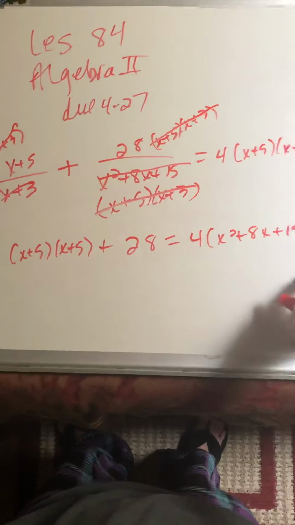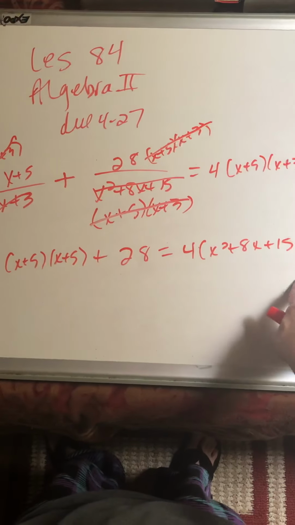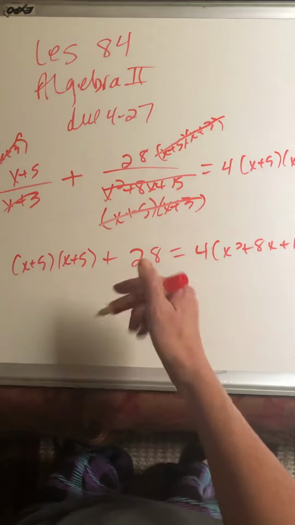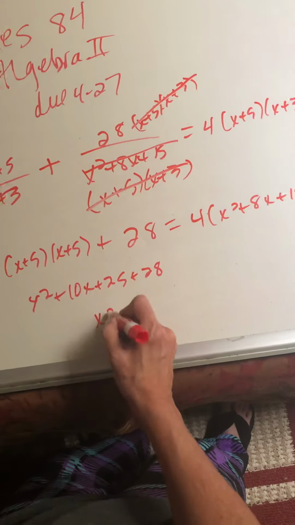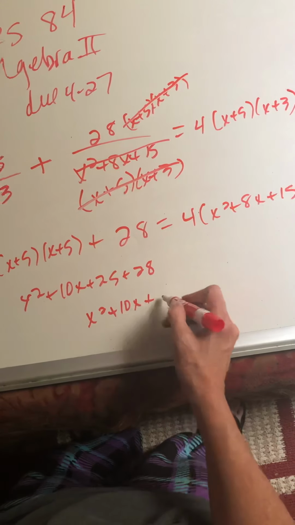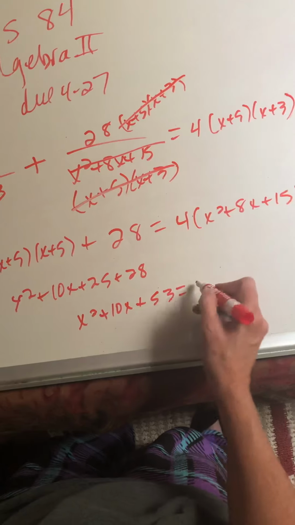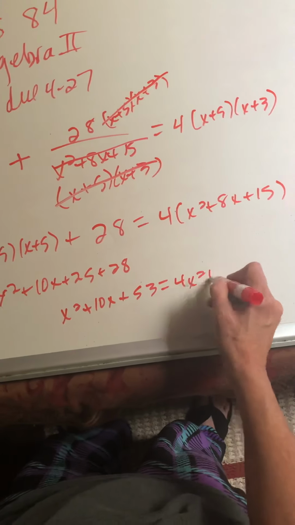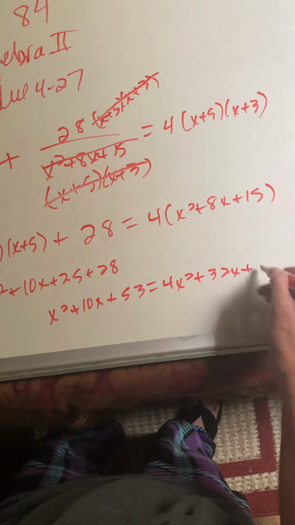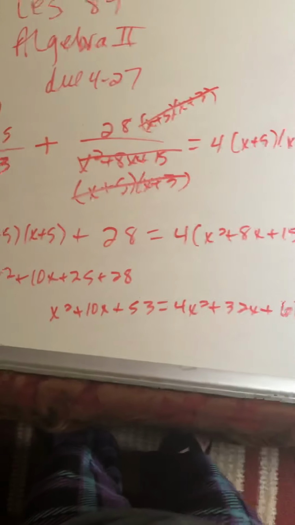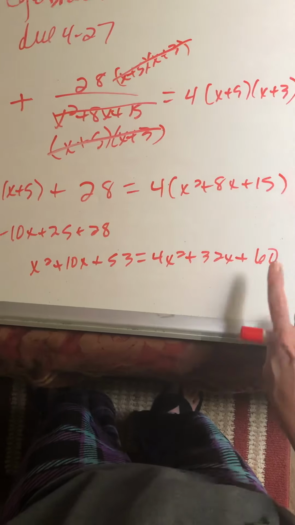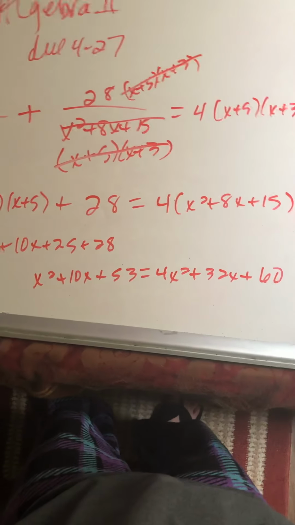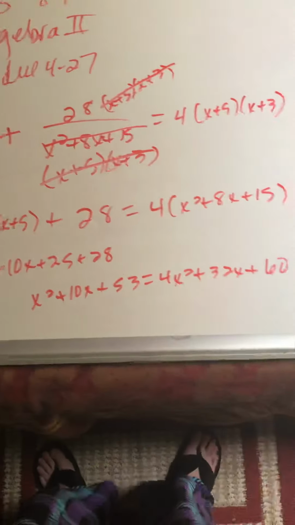I don't think I can even get this in the shot. Okay, so now this is x squared plus 10x plus 25 plus 28. So that's going to be x squared plus 10x plus 53 equals 4x squared plus 32x plus 60. Again, let me check my brain. Let me check the 25 and 28 as well. Okay, so this is what we have now.